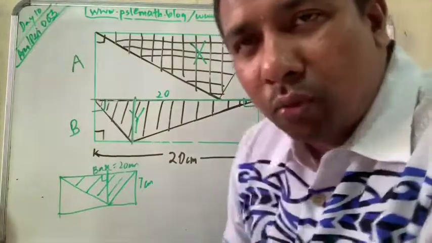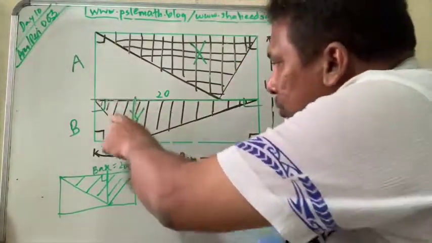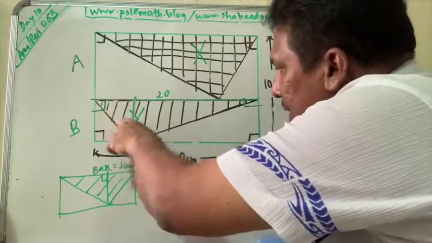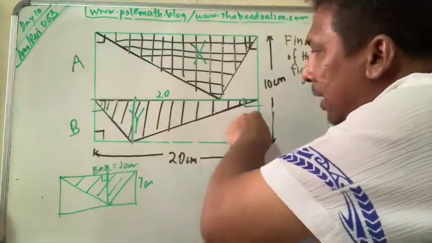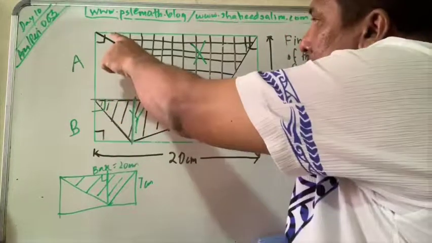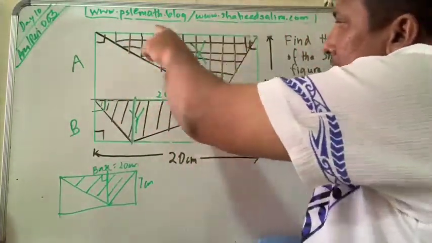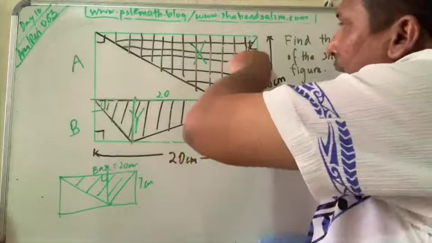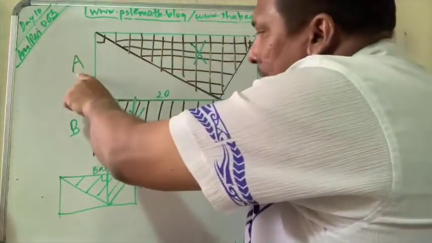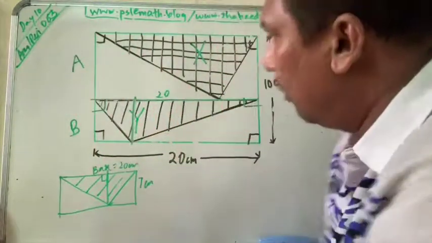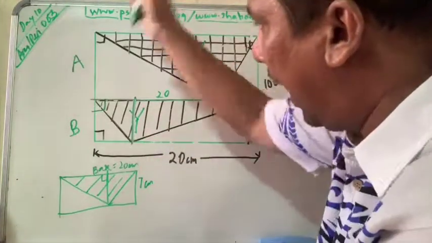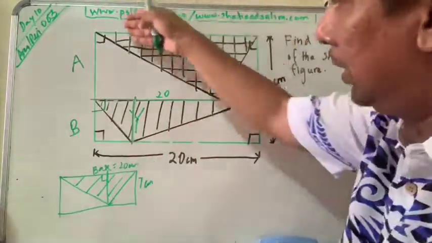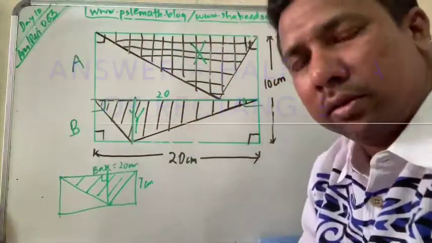Well, we know that the area of this triangle is half the area of this rectangle. And this triangle is half the area of this rectangle. Therefore, the areas of both triangles together equal half of the area of the entire rectangle.